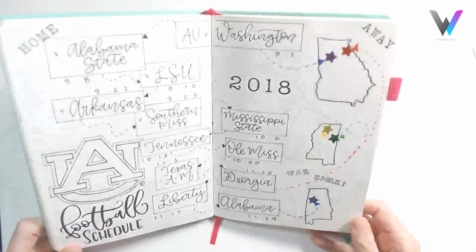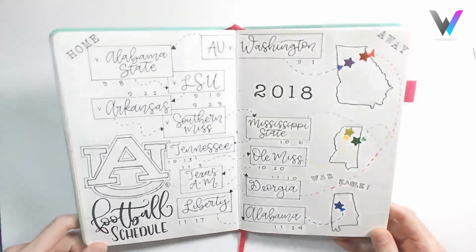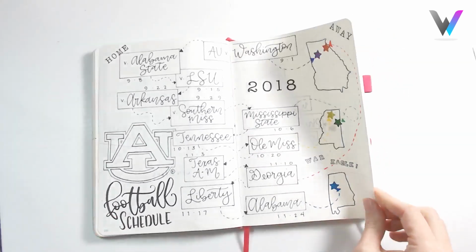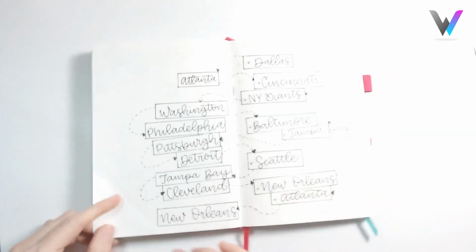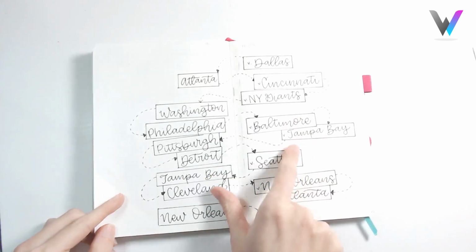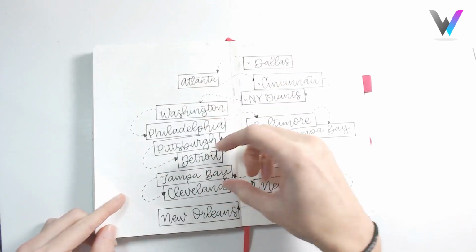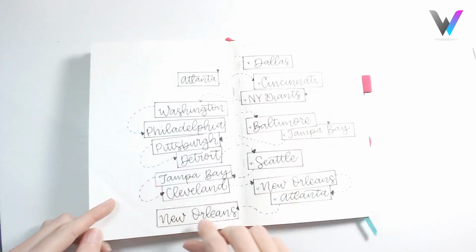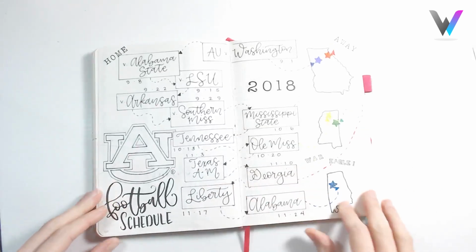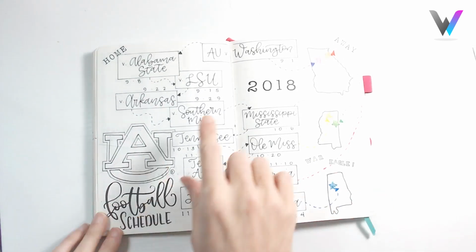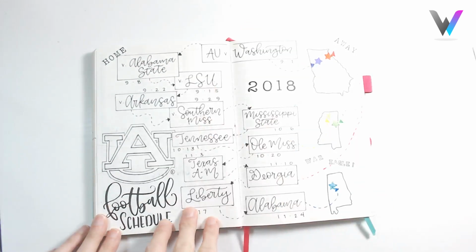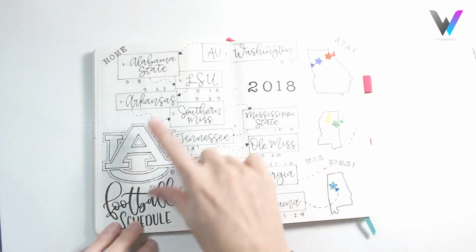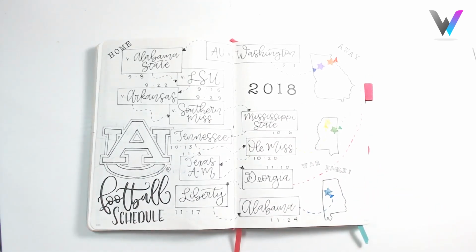So I want to show you the whole process so you can make one for yourself. I did this on Instagram the other week and I did the Panther schedule. It's a little more condensed because they have a little more games, but obviously I haven't finished this one. But I'm going to take you step by step on how to get it all drawn out and how to separate everything and make it flow. So let's go ahead and get started.